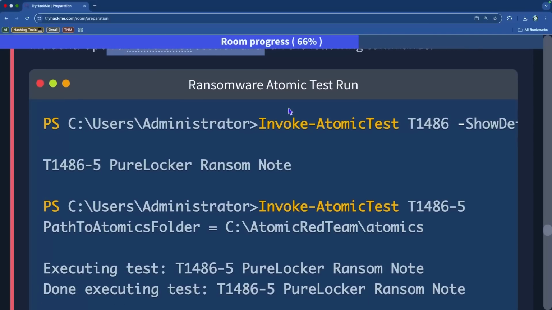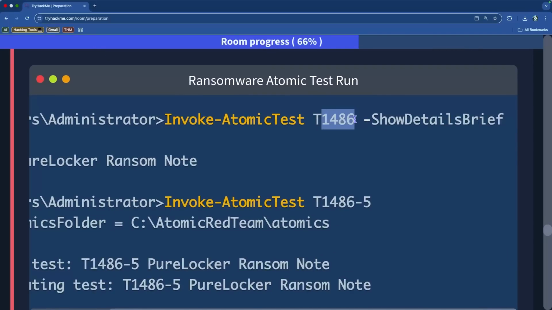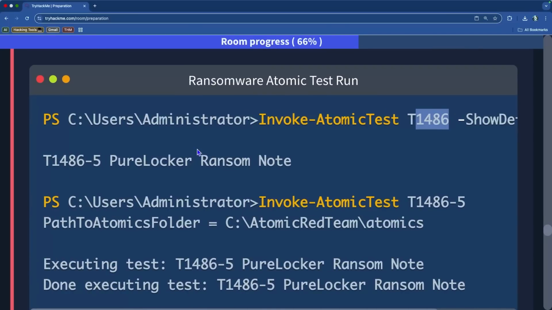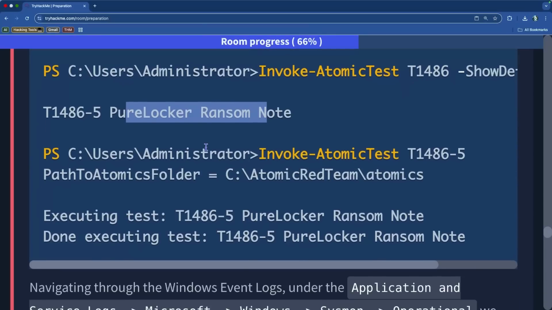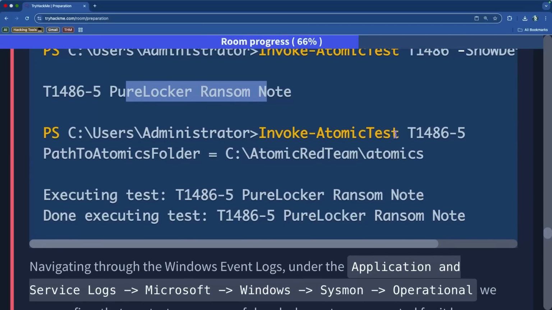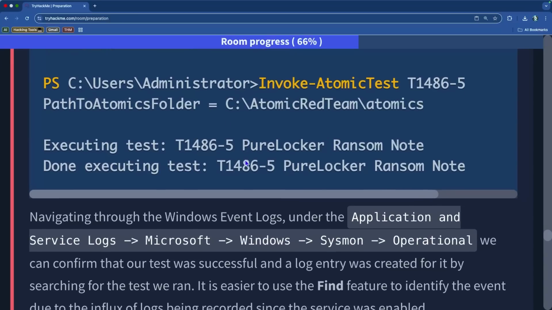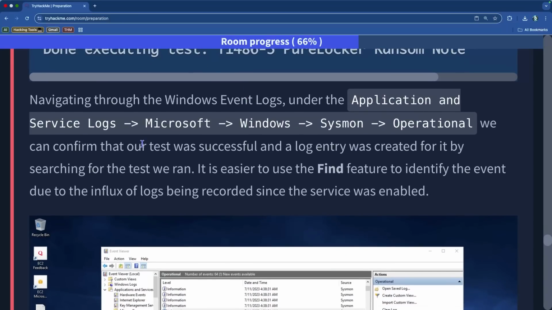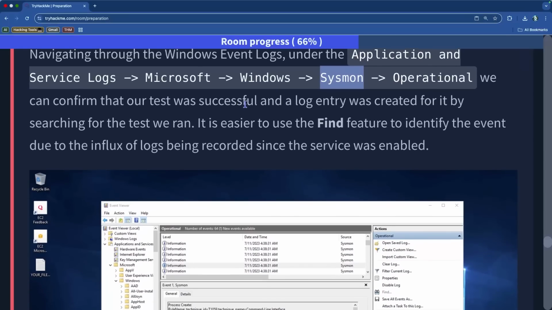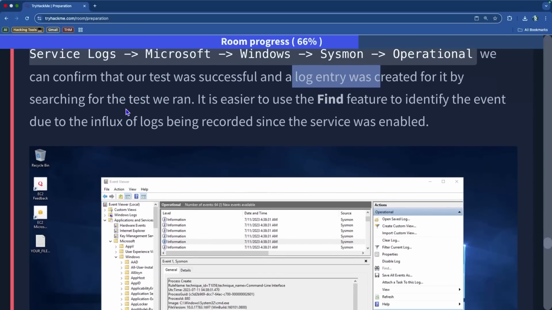Open PowerShell and run the following command. We're going to run this test using Atomic Red Team, which is the Locker ransom note. When we run test number 5 from that, we're going to probably lock something and put a ransom note on the desktop, I think. Once we do that, we'll get to the operational log for Sysmon, and we can confirm that the test was successful and a log entry was created by searching for it.